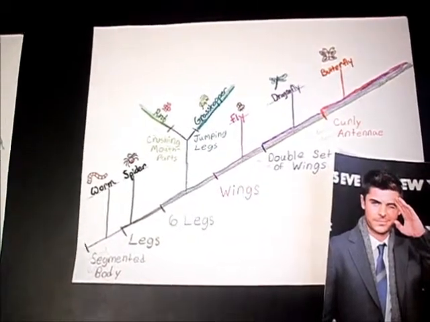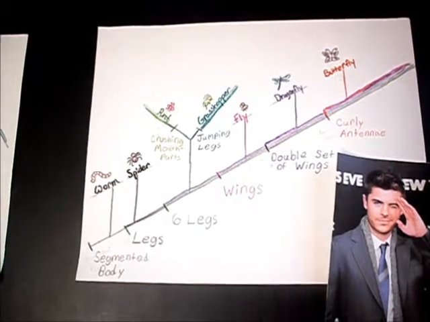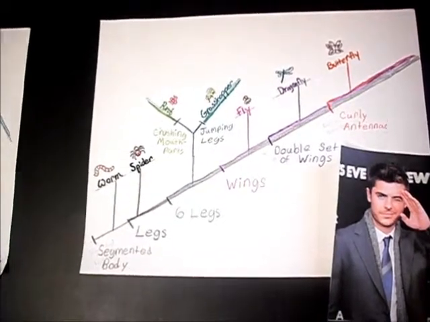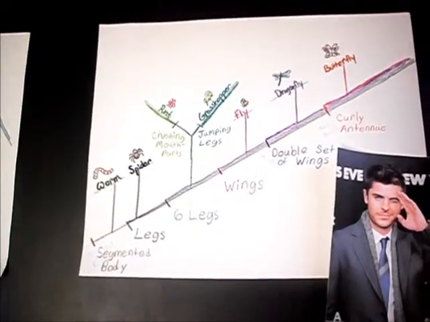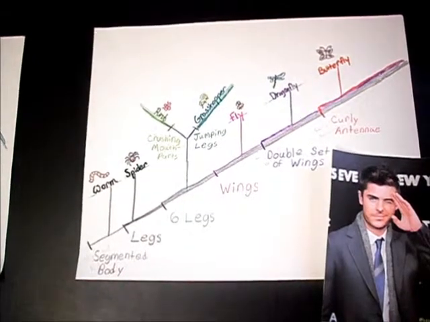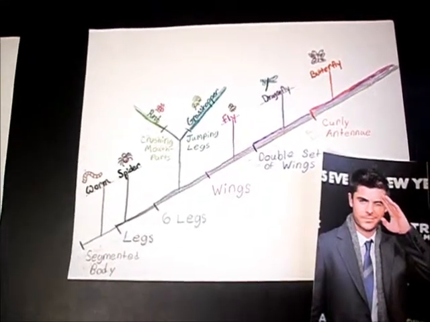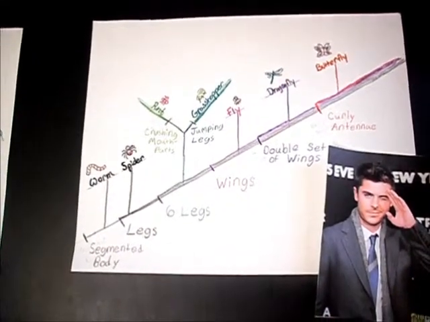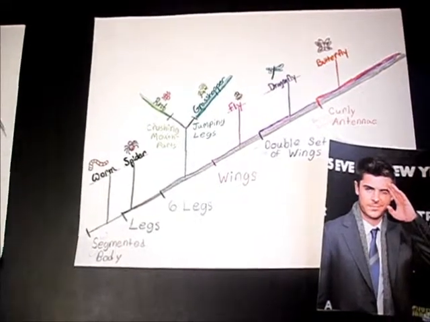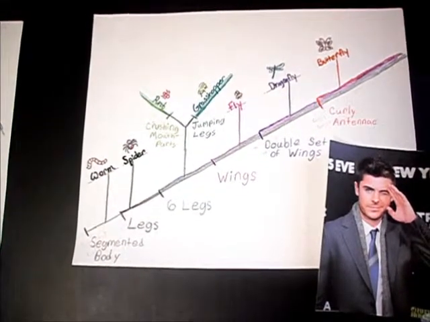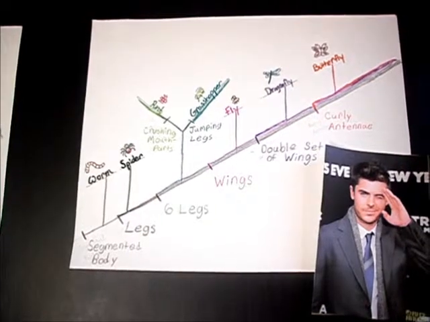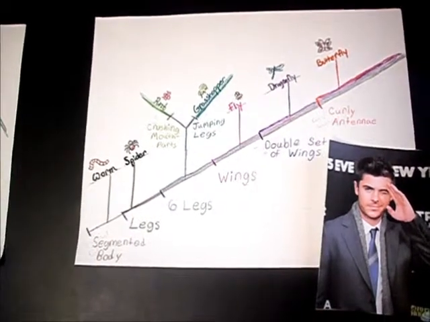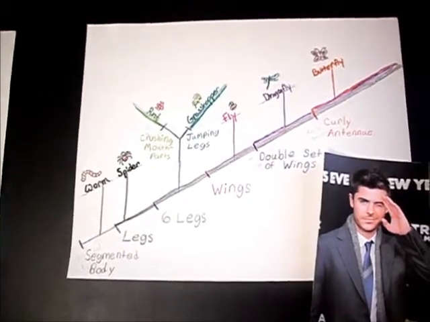Up here we have 2 more characteristics: crushing mouthparts and jumping legs. They are on the main line because the 2 organisms they describe are offshoots of the common characteristic. Down below, our next characteristics are wings, double sets of wings, and curly antennae. The last 3 organisms progress in that same order until we end up with the butterfly.